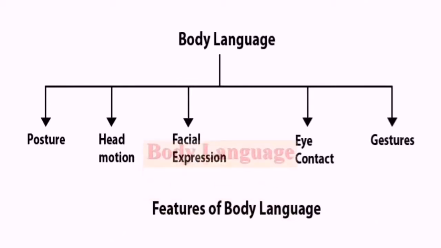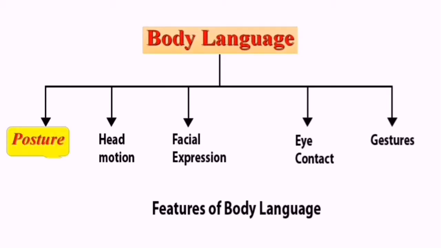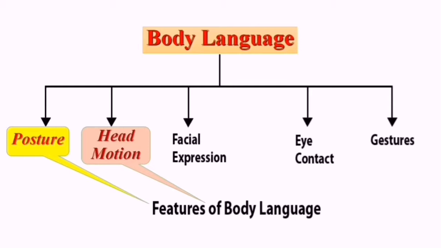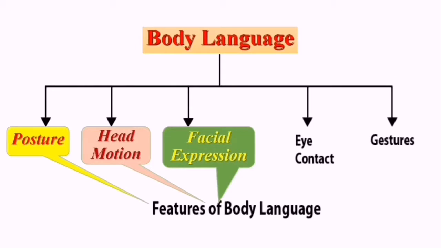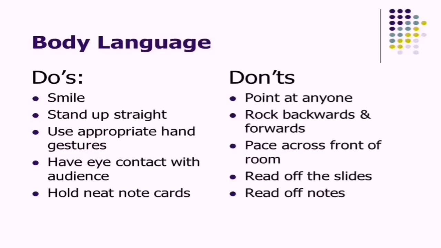They can understand him from his eyes also. Therefore, we can see the features of body language. We have 5 features of body language, or 5 kinds of body language. Number 1, posture. Number 2, head motion. Number 3, facial expression. Number 4, eye contact. Number 5, gestures. From all of them, you can understand something about any speaker or any audience.